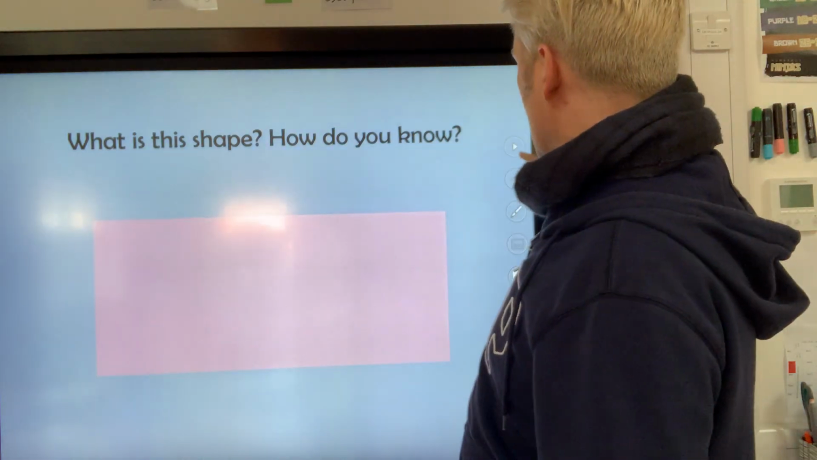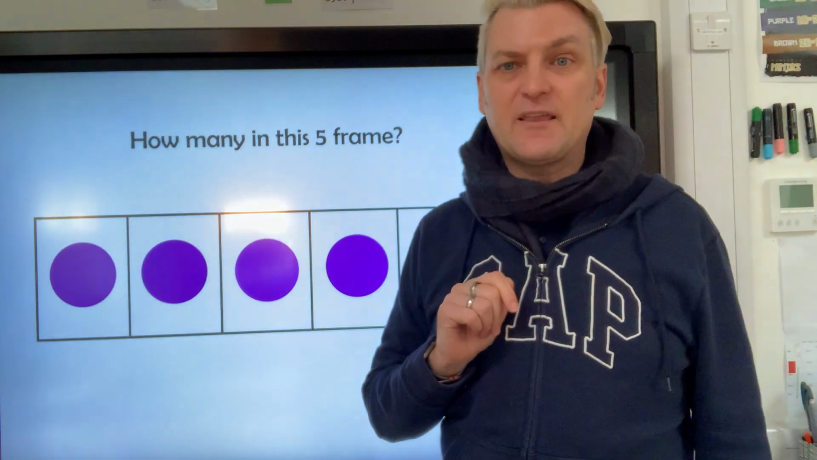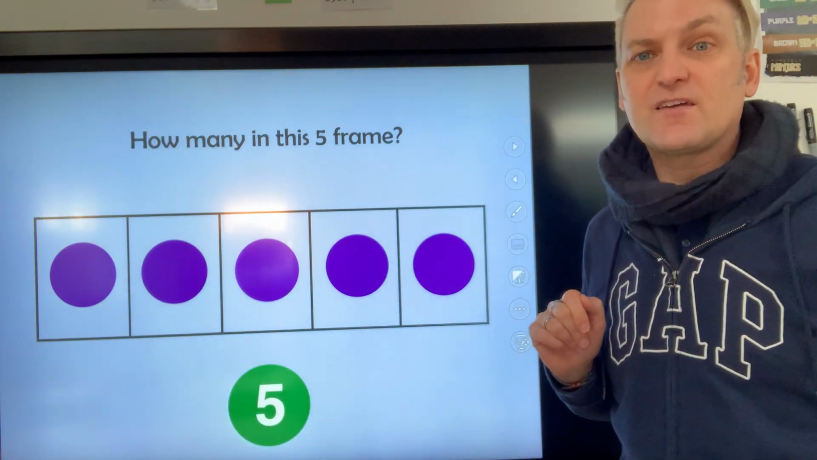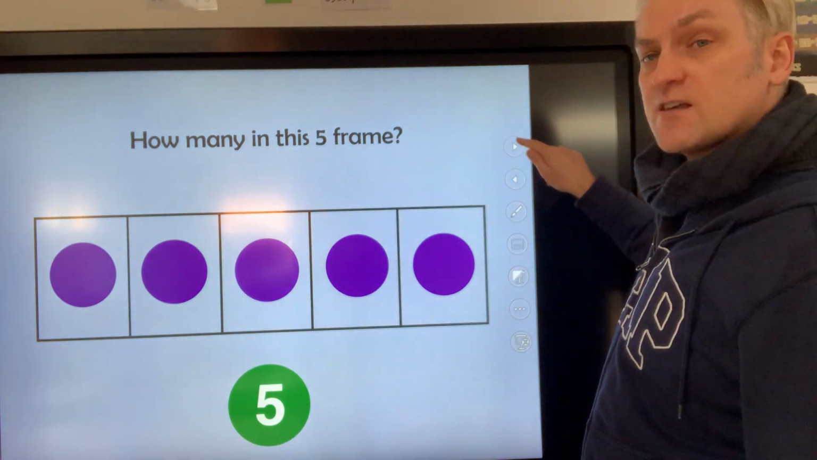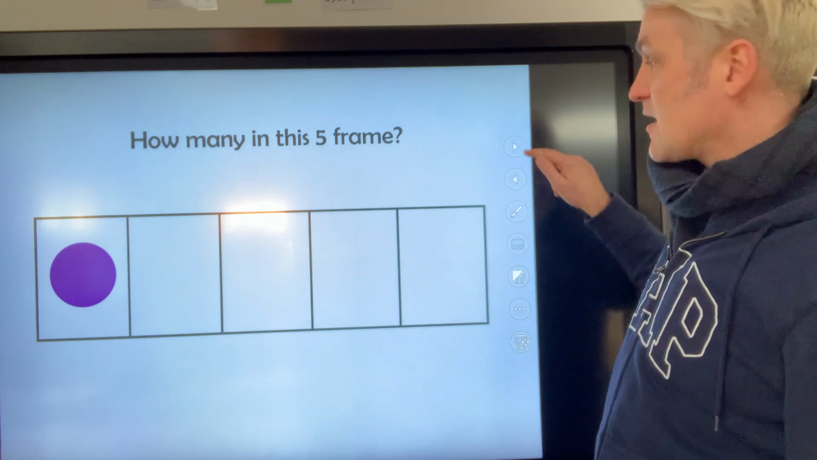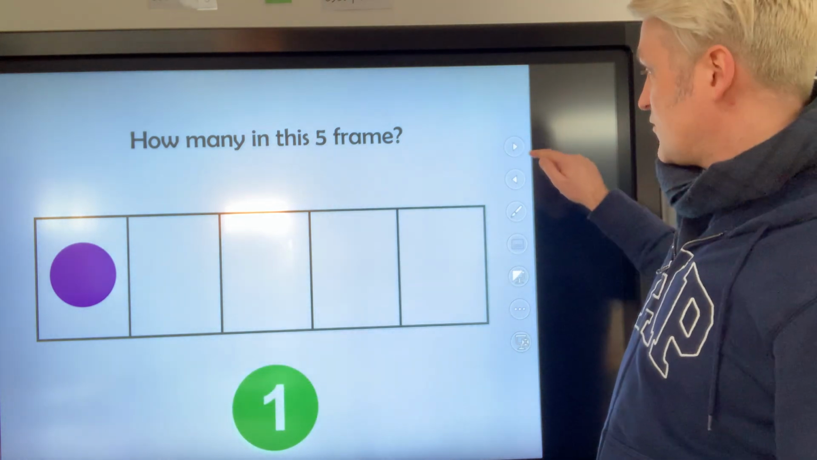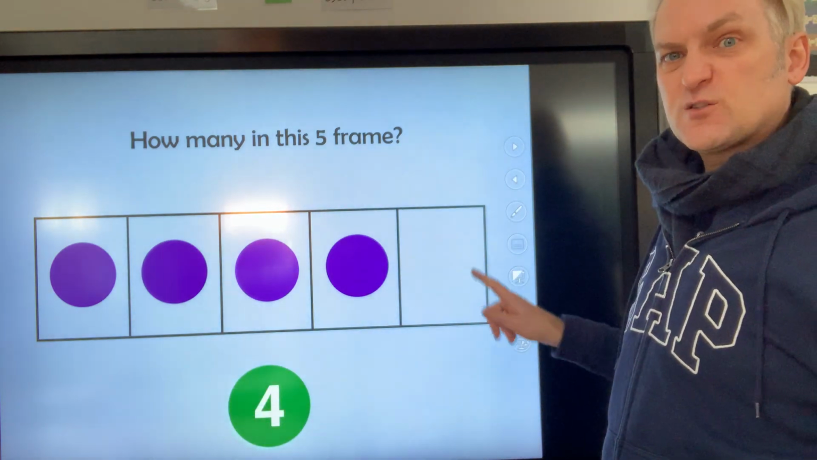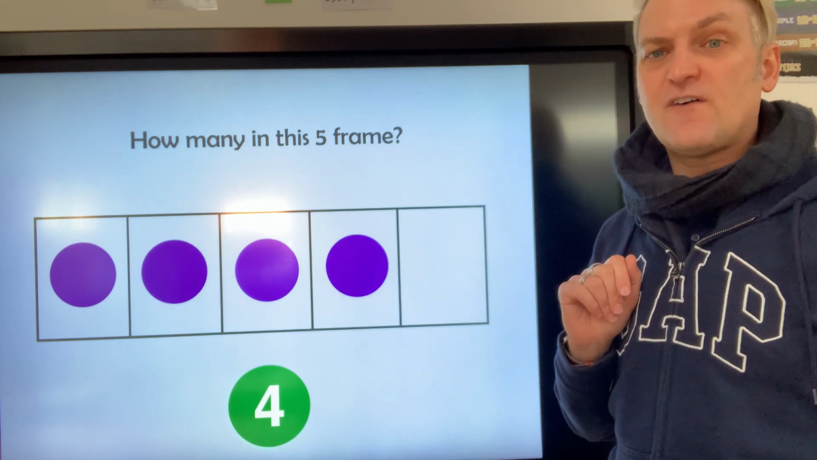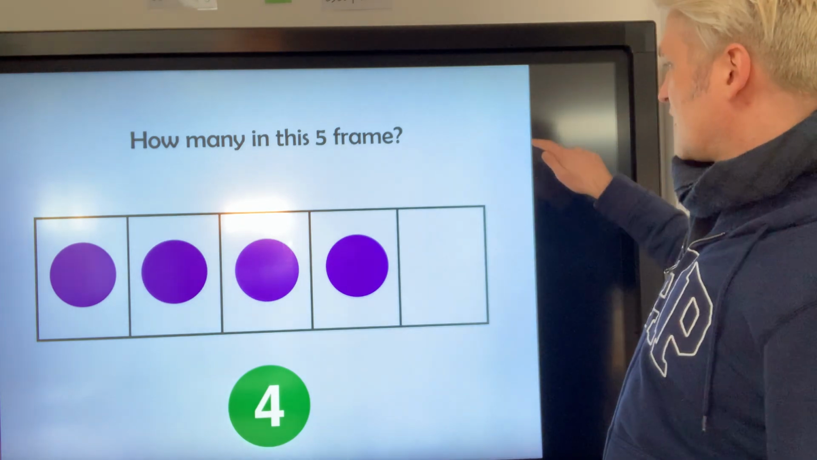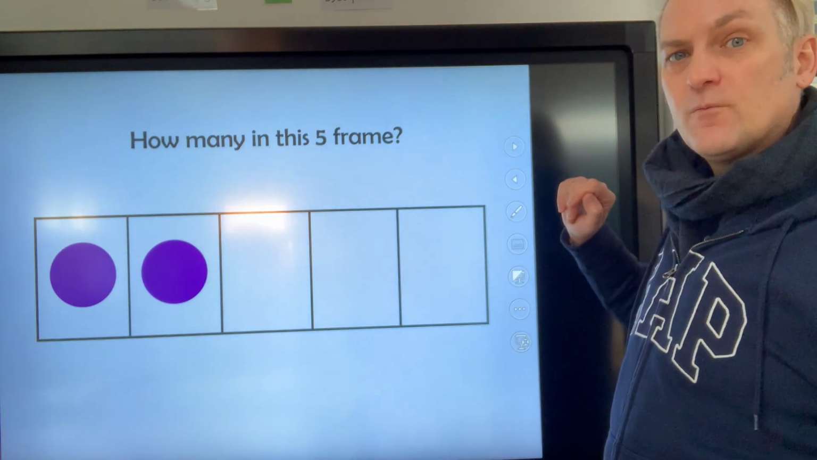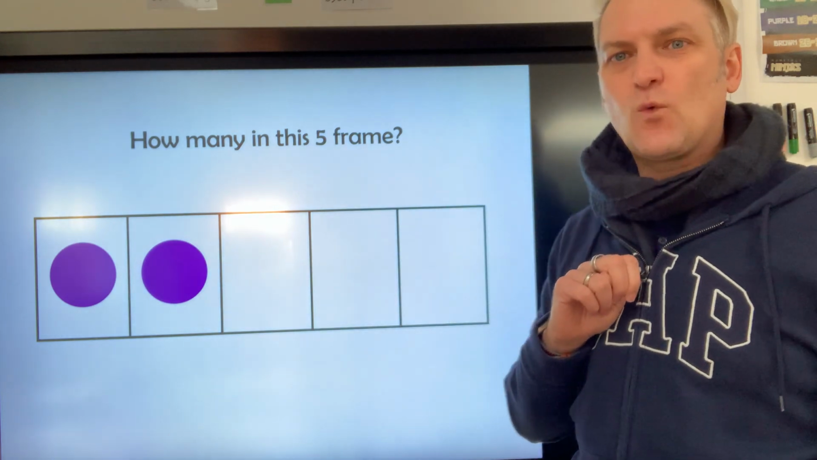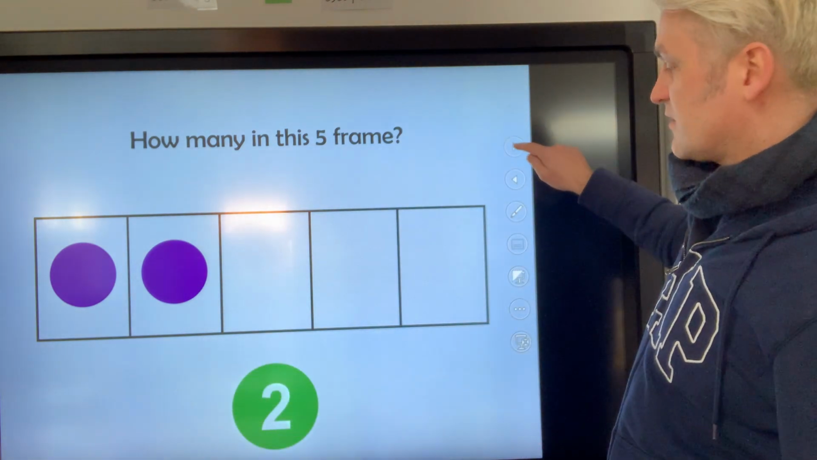Let's move on. Here we go. Right, how many in this 5 frame? Have a quick look. Here's the answer, it is 5. There are 5 in this 5 frame because it is completely full. Here we are, how many this time? It's 1, well done if you said 1. How many now? There are 4, because we know that if there's 1 empty space in the 5 frame, then the answer will be 4. Here we go. How many now? There are 2. You should be able to subitize that. You can recognize that straight away without counting. Here we are. That's right, 2.